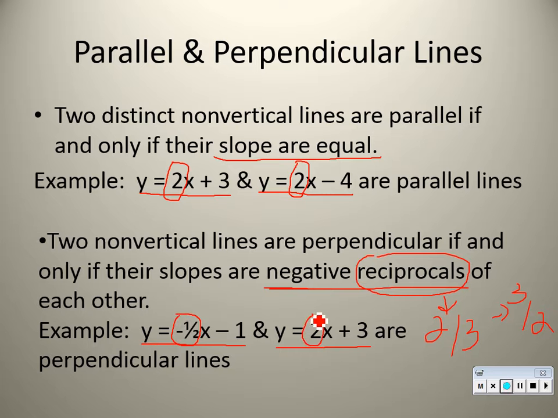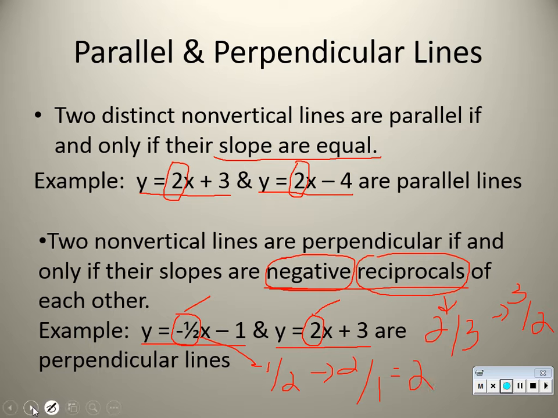The reason these lines are perpendicular is because of two things, and both of these need to be true. You have one slope that's negative, which is this one here, and one slope that's positive, which is this one here. That speaks to the negative part of the negative reciprocal. The signs have to be one positive, one negative. And then if I take 1/2 and flip it, I get 2/1, and 2 divided by 1 is 2. So that's what makes these two lines perpendicular. Their slopes are negative reciprocals.